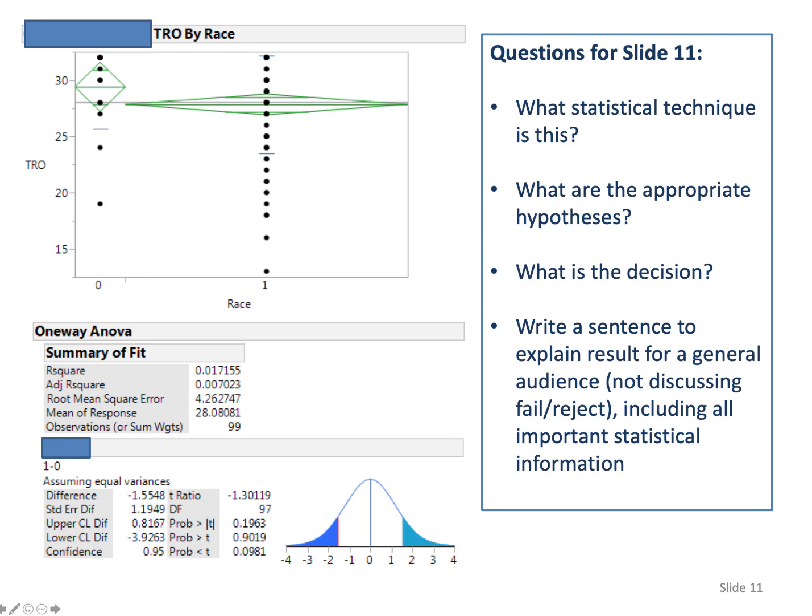What about for JMP output that looks like this? What is this statistical technique? What are the appropriate hypotheses? Again, what is your statistical decision? And can you write a sentence for a general audience? Again, include important statistical information, but do not write your sentence of interpretation in statistical language.